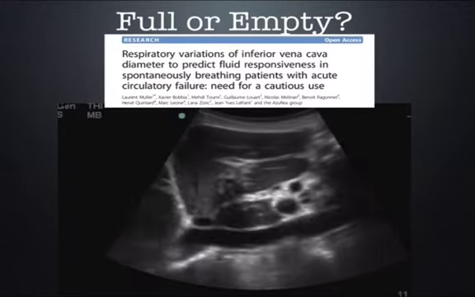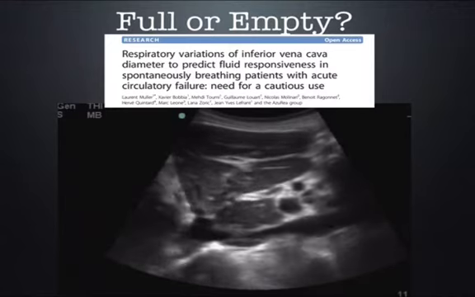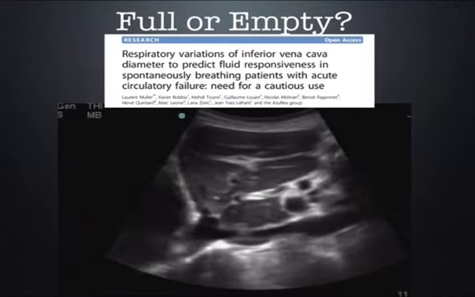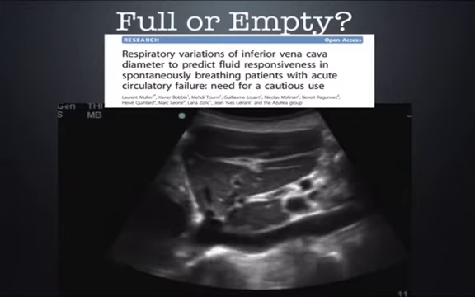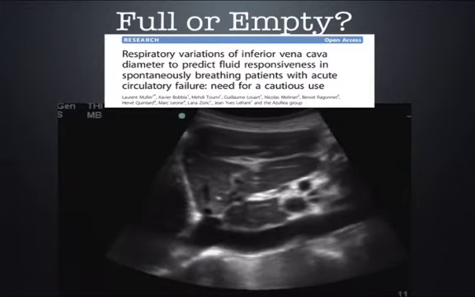It did not mean that they were not fluid responsive if they had a collapse less than 40%, and I hinted at that earlier. But that's kind of the stance that I take on it. If they have a 40%, 30% collapse or more, I say that subject needs fluid.